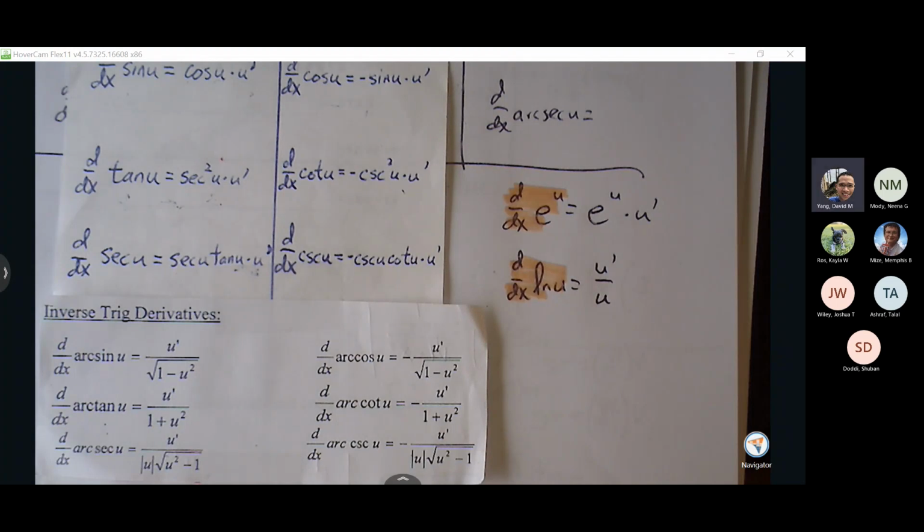Okay, arcsine, arctangent, arcsecant. They all have u prime in the numerator. They all have 1 and u squared in the denominator. I start off with arctangent, which is u prime over 1 plus u squared. Then I move on to the arcsecant, because I know that I have the absolute value of u and the u squared minus 1. I know they're next to each other. And then my arcsine looks a lot like this. It's got the square root, but the order is just a little bit different.